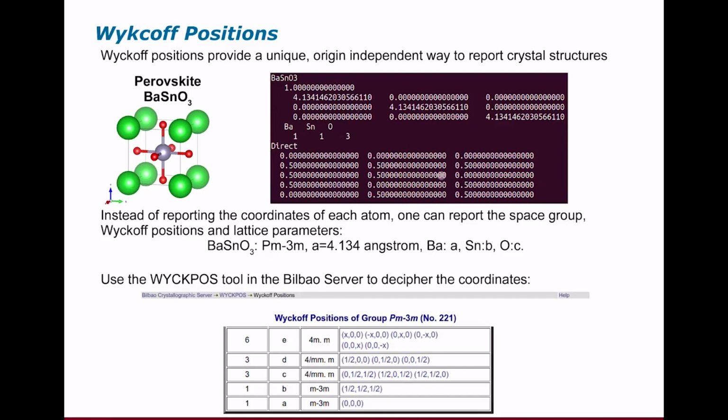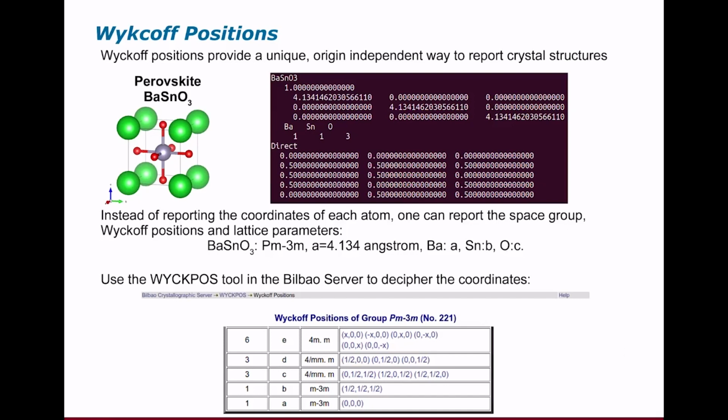So instead of this crystal structure file, you can just tell me that the space group of barium stannate is Pm-3m. Its lattice parameter is 4.134 angstroms, and these are the 3 occupied Wyckoff sites, and I would be able to reproduce that structure myself. Now, for a 5-atom unit cell like this, it might become a bit superfluous, like it's unnecessary, right?